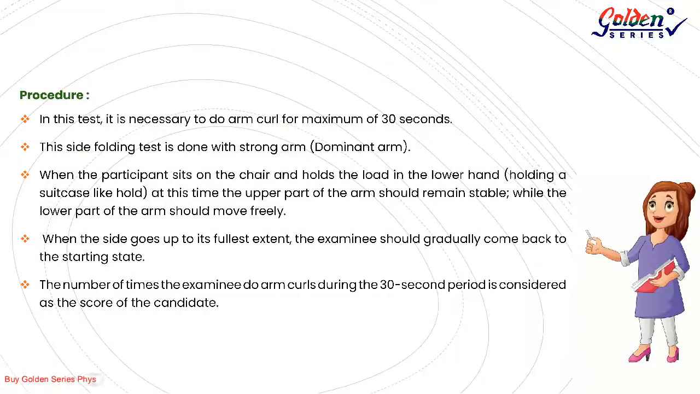Procedure. In this test, it is necessary to do arm curls for a maximum of 30 seconds. This test is done with the strong arm, the dominant arm. The participant sits on the chair and holds the weight in the lower hand, with a suitcase-like hold. At this time the upper part of the arm should remain stable, while the lower part of the arm should move freely. When the arm goes up to its fullest extent, the examinee should gradually come back to the starting state.